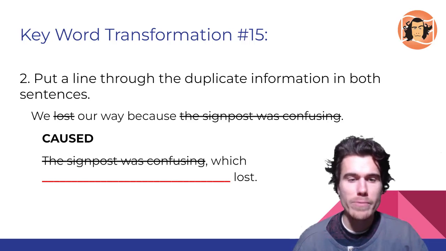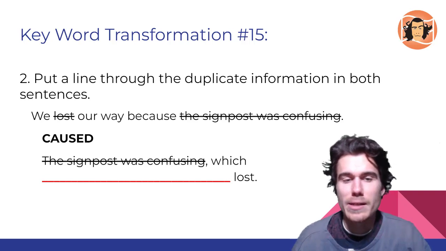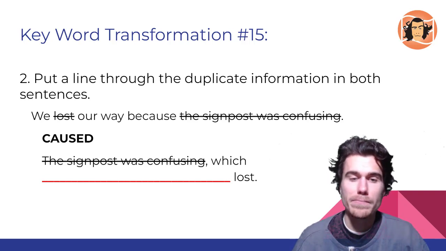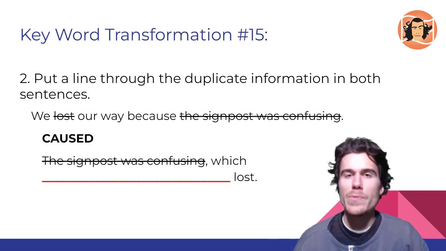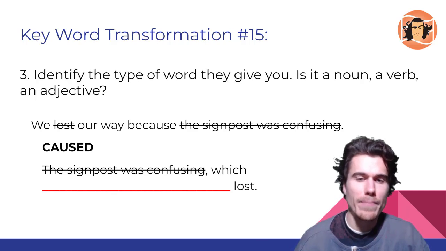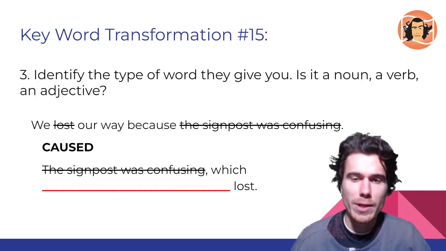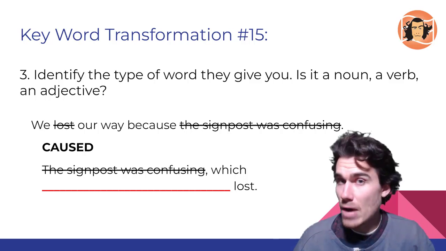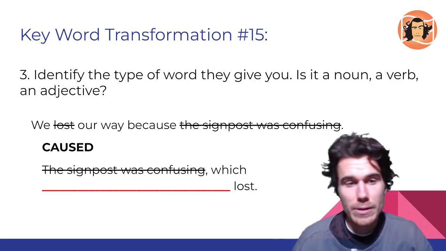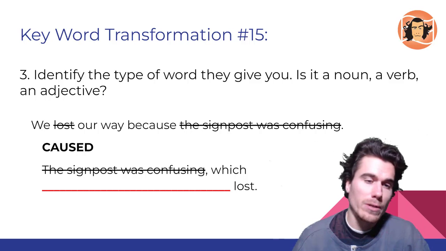Okay, that helps us to focus now in the example sentence on the words we and our way because, as well as the key word caused. So let's move on to step number 3. Identify the type of word they give you, which is caused. So is caused a noun, a verb, or an adjective? Or is it a different type of word?